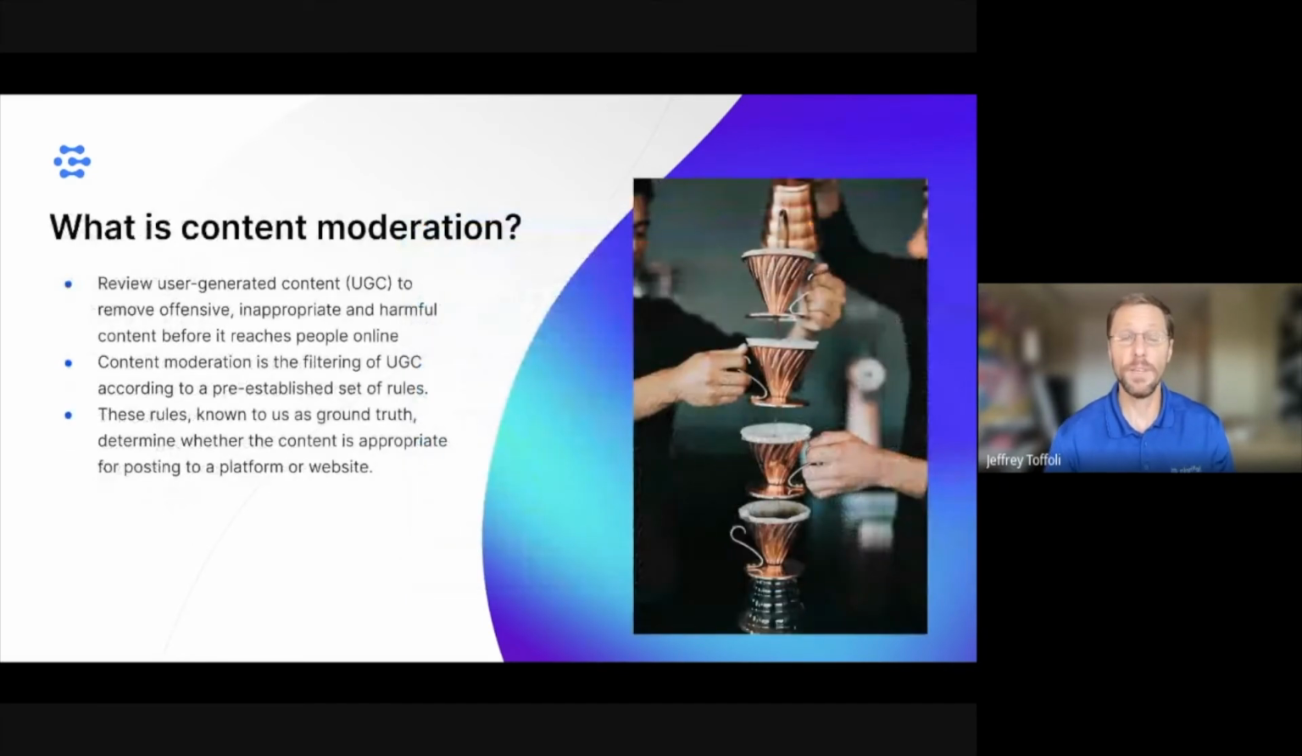All right, so just to dive in, what is content moderation? Content moderation is about filtering, as you can see in this image on the right-hand side, where they are making the world's most nuclear-powered cup of coffee. It's a filtering process. So it's about reviewing user-generated content, UGC as it's often called, and the effort there is to remove offensive, inappropriate, and harmful content before it reaches people online. Content moderation is the filtering of this UGC according to a pre-established set of rules, and you'll see how important understanding that aspect of the project is, setting these rules. And these rules, known as ground truth, help us determine whether content is appropriate for posting to a platform or website.